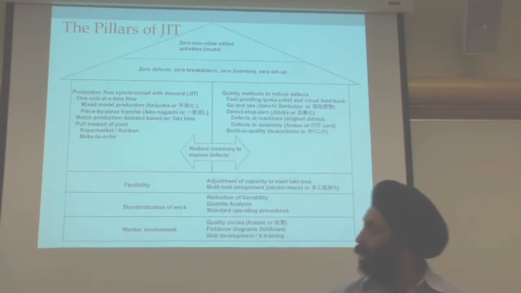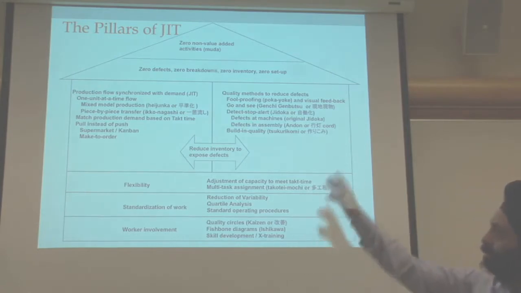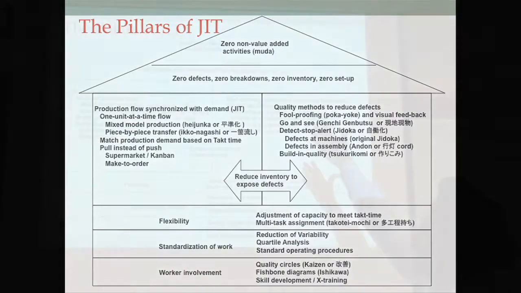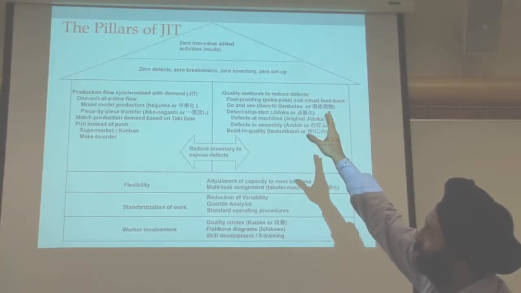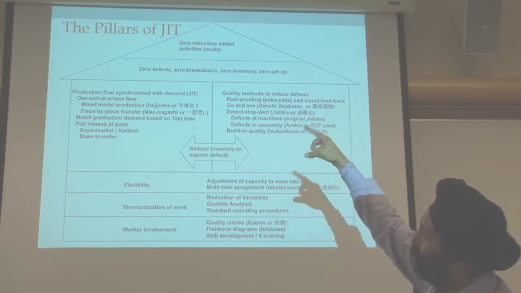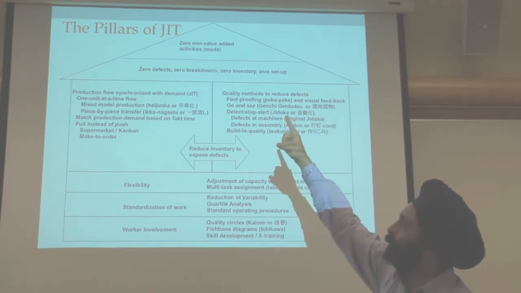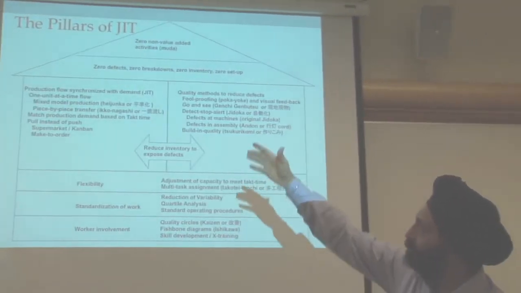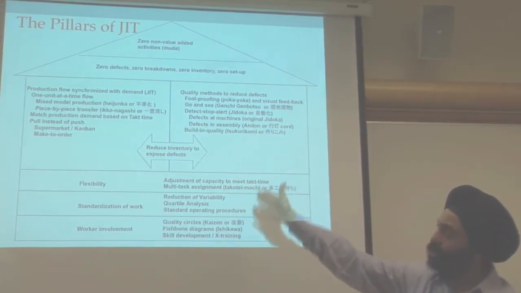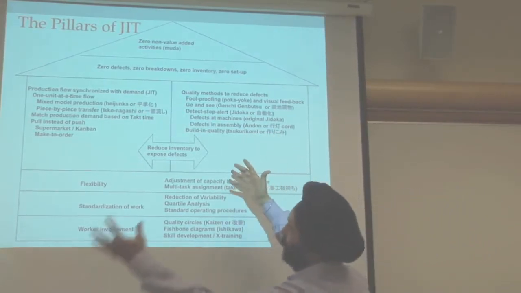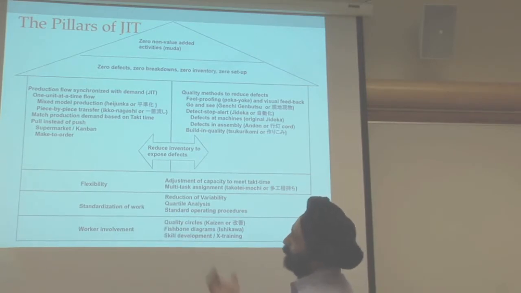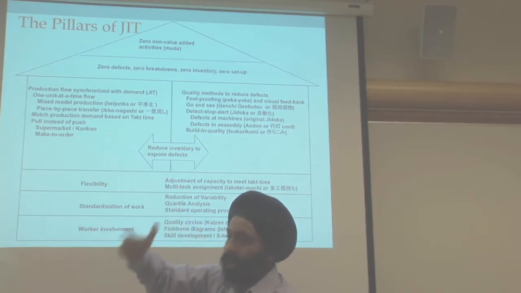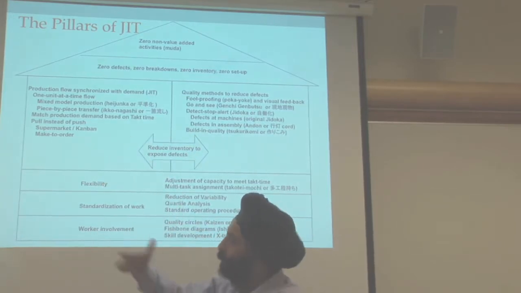Now, in terms of pillars of JIT, if you think from a Japanese Toyota production system, the focus is to eliminate non-value activities, or elimination of muda. So you want zero muda or waste. That comes from zero defect, zero breakdown, zero inventory, zero setup. And in this, there are two different ways, a two-prong approach. One is the production flow synchronized with demand, JIT, and one unit at a time flow. So that is, as the unit is being consumed, another unit is being produced.